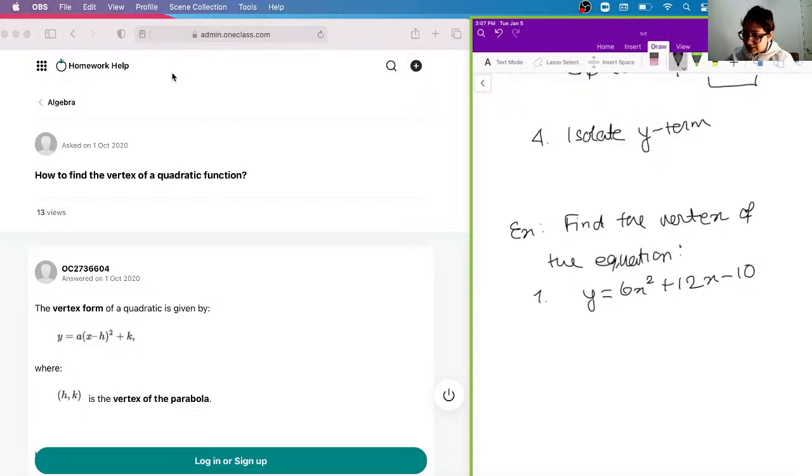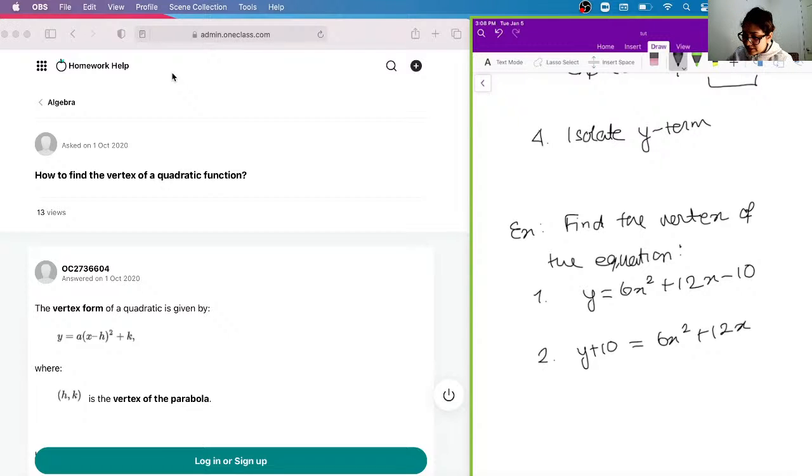And so step two would be completing the square. You would isolate all the x's onto one side, so all the x terms on one side and the others on the other side. In this case, we just move the minus 10 to the other side, and you would have y plus 10 is equal to 6x squared plus 12x. So you have your x terms on one side.